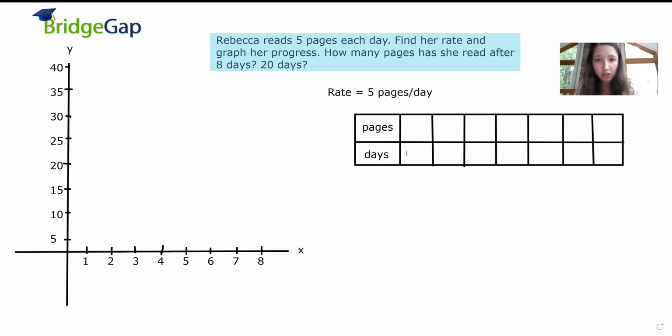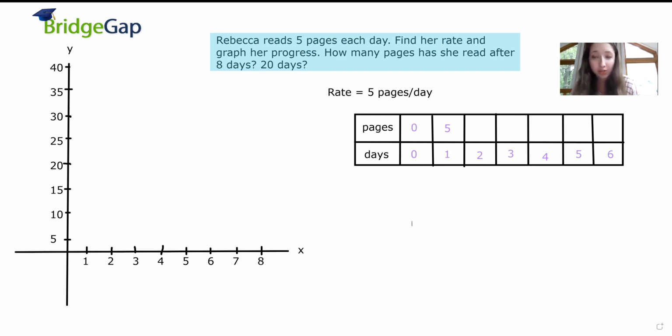So let's do that. Let's start with, for example, day 0. Well, on day 0, she hasn't started yet, so she's read 0 pages. Continuing off after that, after 1 day, she's going to read 5 pages. After 1 day, she has read a total of 5. We're going to go to day 2, day 3, day 4, 5, and day 6.